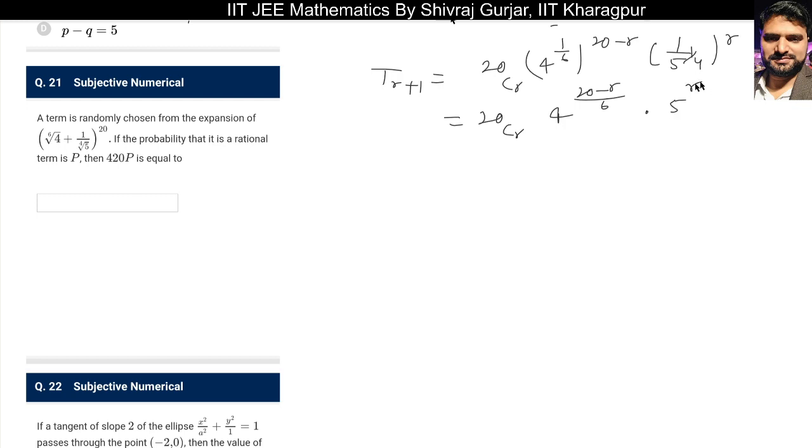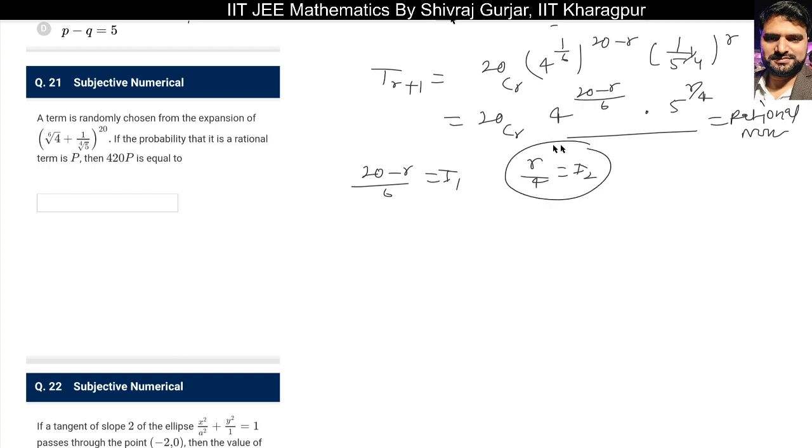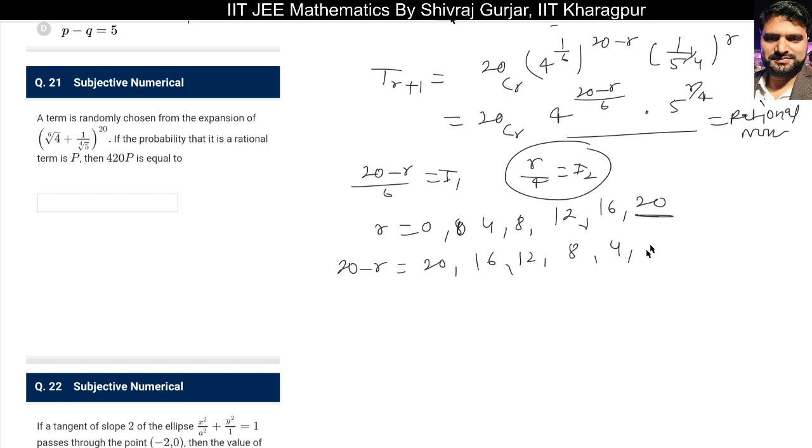And this is 5 power r by 4. This has to be a rational number. When is a rational number possible? When this is an integer, meaning (20 minus r) by 6 is also an integer and r by 4 is also an integer. When is r by 4 an integer? When the r value is a multiple of 4: 4, 8, 12, 16, 20. Now if we find 20 minus r, this will be 16, 12, 8, 4 and 0.